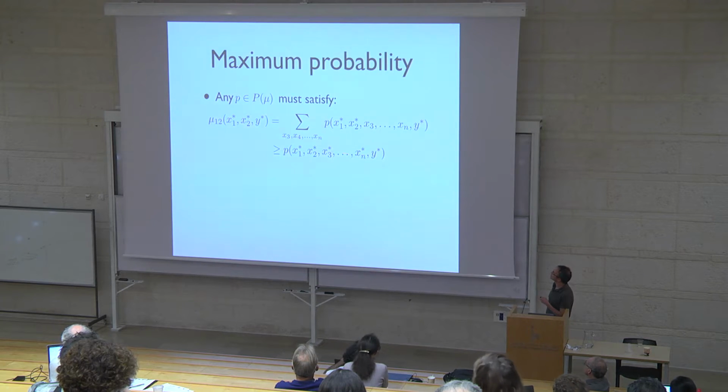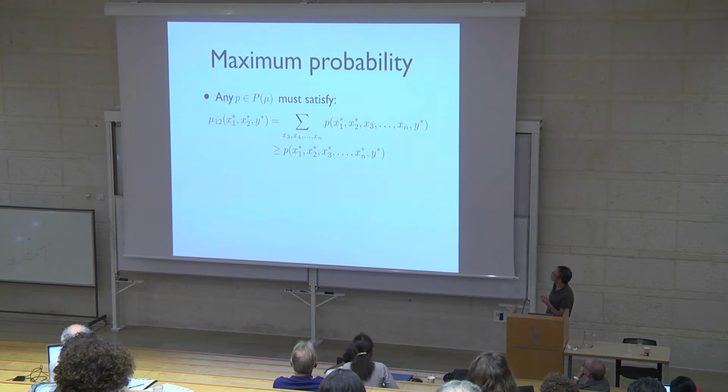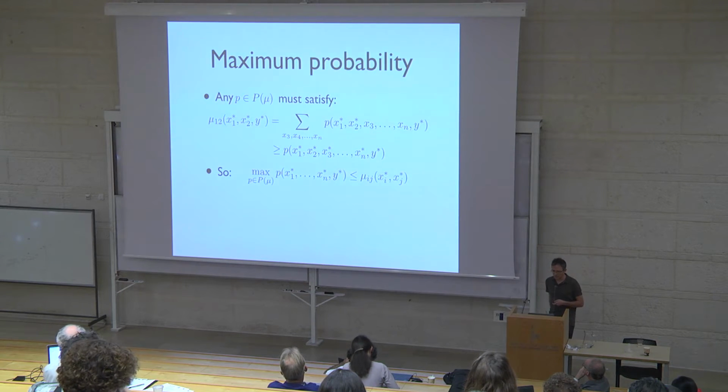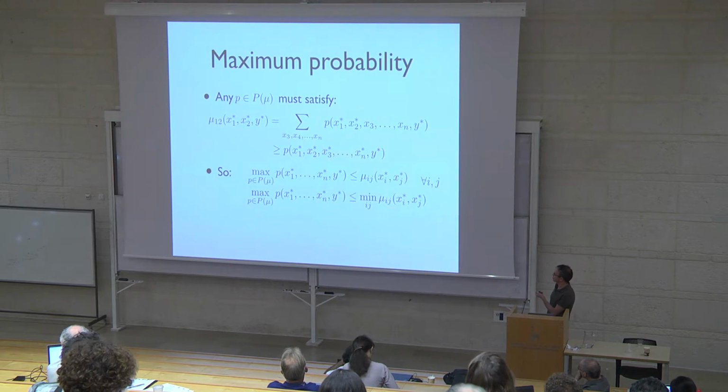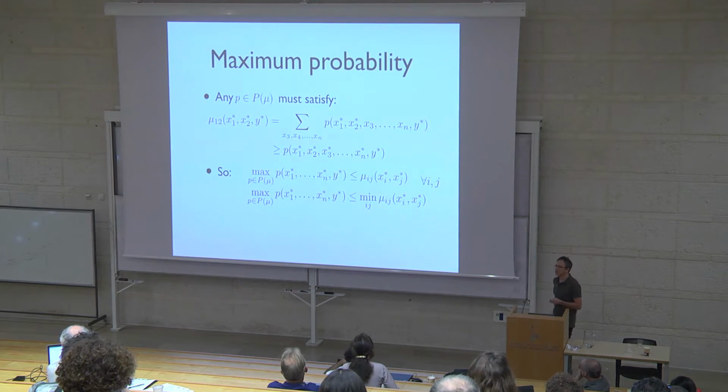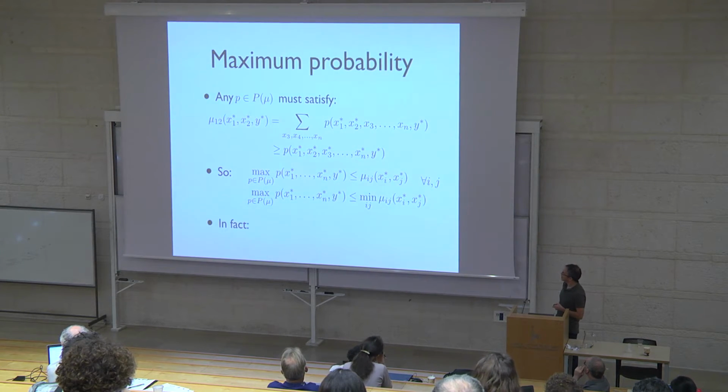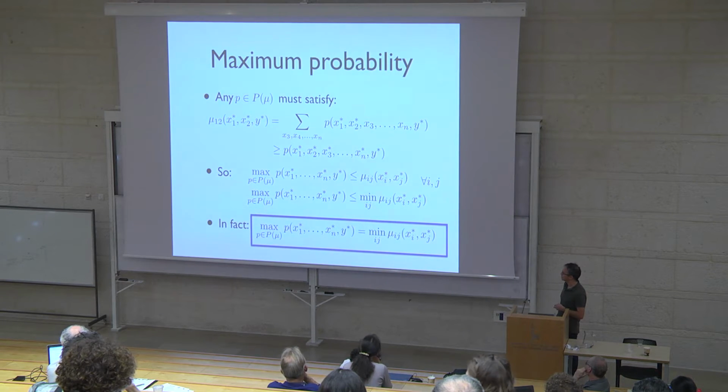So in particular, this sum is greater than any particular sum in here, right? And one sum in here is just x1 to xn star and y star, right? So from that we can conclude that the maximum over these probabilities is also less than any of these marginals, right? And that means that it's less than the minimum of these marginals, right? So this gives you the upper bound.